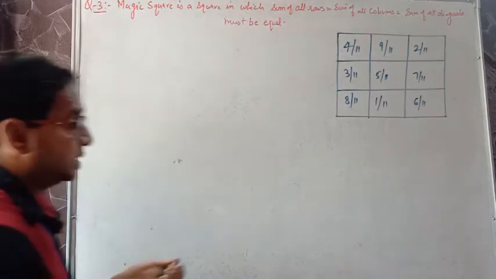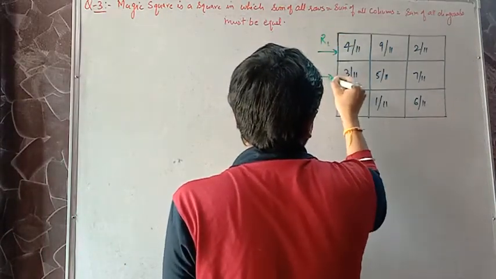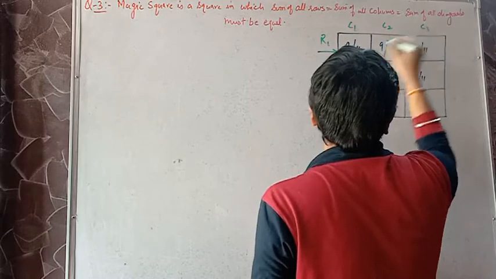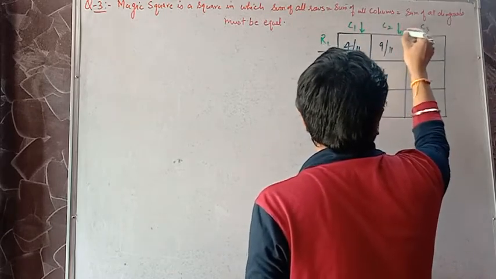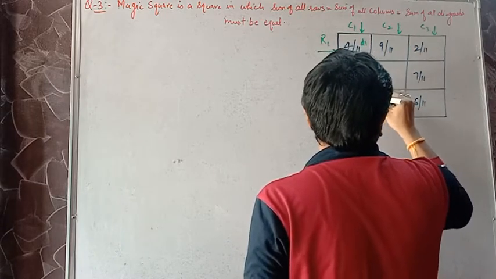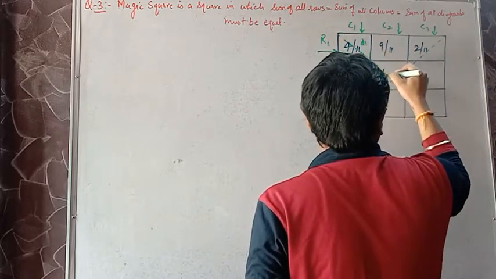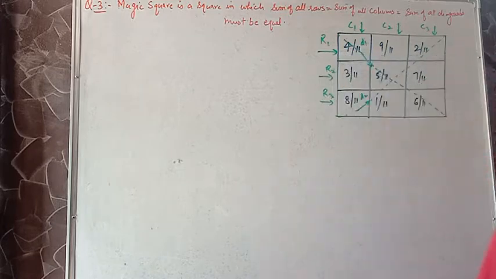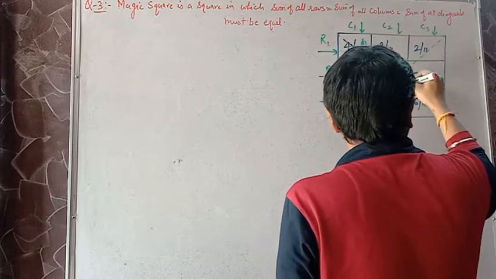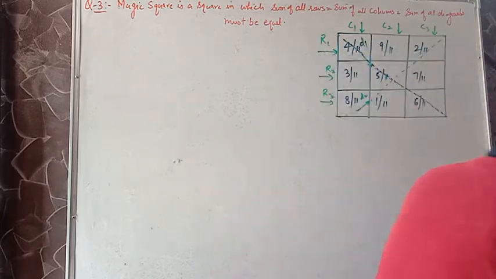So let us do it. Let us take the first row. This is row 1, row 2, row 3. This is column 1, column 2, column 3, like this. And this is diagonal 1 and this is diagonal 2. Let me write with another pen. This is D1 and this is D2. Are we clear?